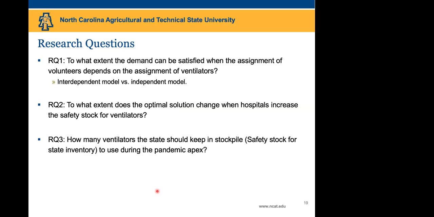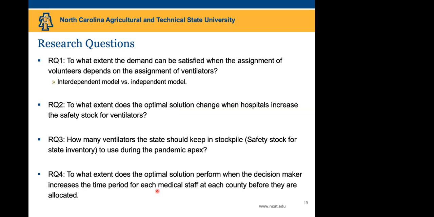The third research question is, how many ventilators should the state keep in stockpile? Safety stock for state inventory. We are looking for the safety stock for the state inventory to use during the pandemic. This is what they're doing even in reality, keeping some ventilators in stockpile. Even when they ask for numbers, they ask for more than what they need, because they expect to be hit more. So we will study these things and compare them to reality, and see whether that is what they're really doing or not.